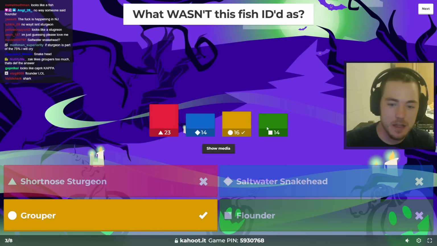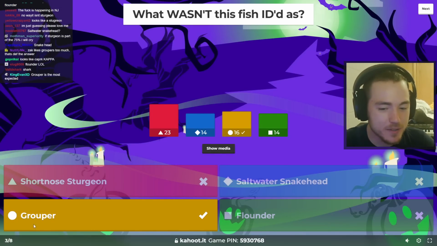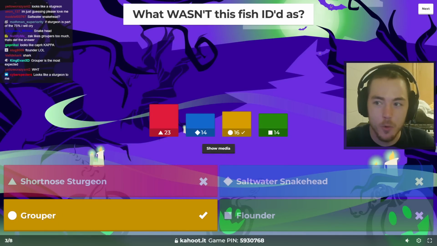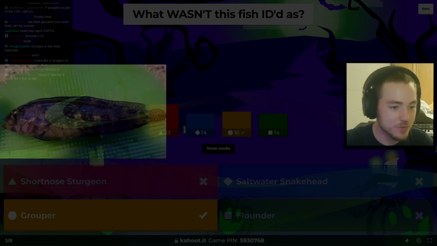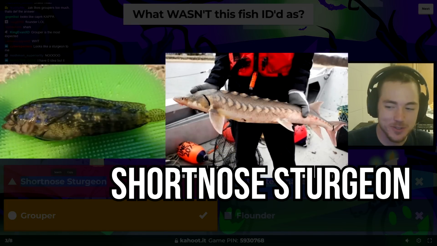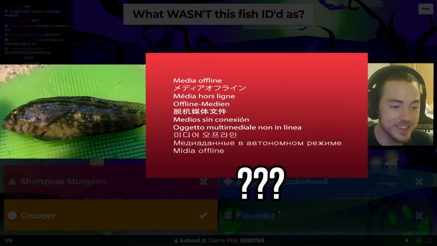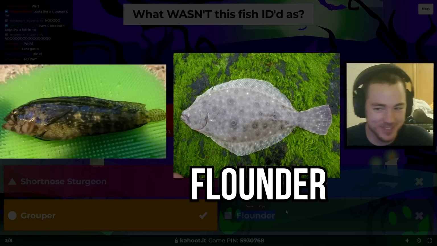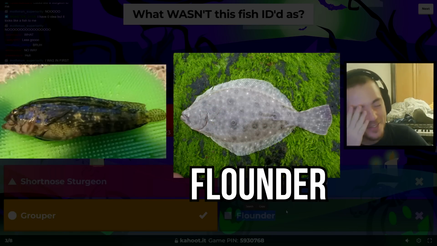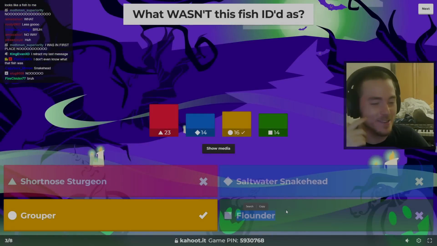That's right, chat. The only one that makes even a little bit of sense, it being a baby grouper, was not an identification. This fish was identified as a short-nosed sturgeon, a saltwater snakehead, which doesn't exist, and, believe it or not, a flounder. Someone genuinely called that a flounder.